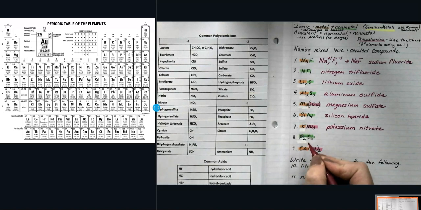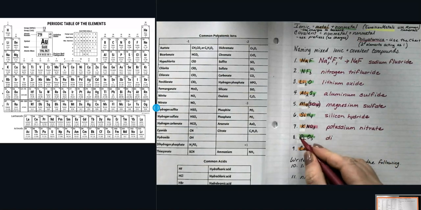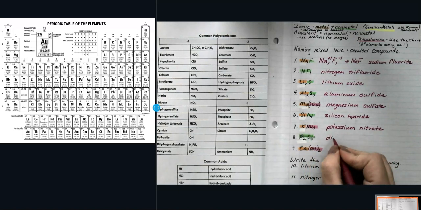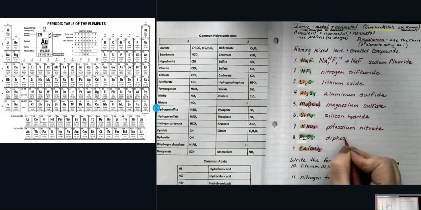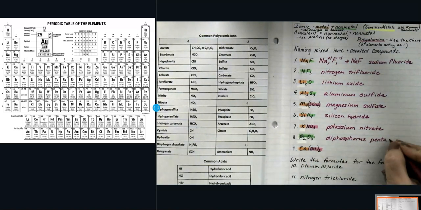Now we have 2 nonmetals together. So we're going to use those prefixes. So 2 means di, and a P is phosphorus. So diphosphorus. And then 5 is penta. And then the O, oxide.